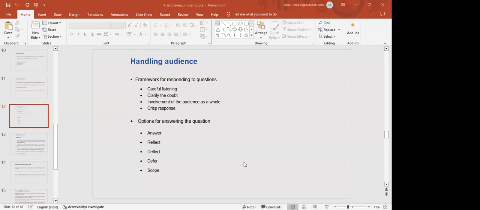Some of the options for answering the question: give answer, reflect on the question the audience has got. If the question is not really relevant to your discussion, deflect it. Okay, there is no problem on that. Deflect it and bring the audience again back on track. If you think that answer is going to demand a lot of time from you, defer the answer. And if it is entirely out of the scope of the discussion, tell straight away that this is outside the scope of our discussion. We will not be able to take that particular question.